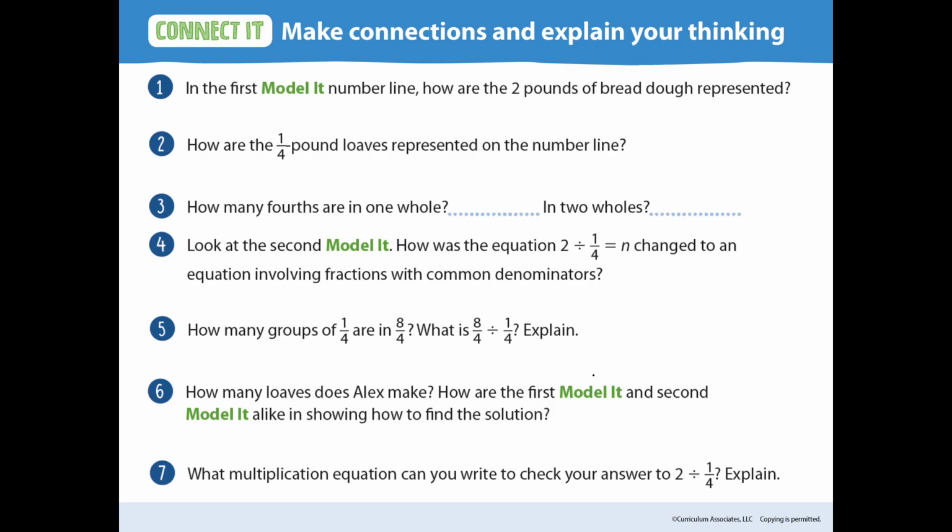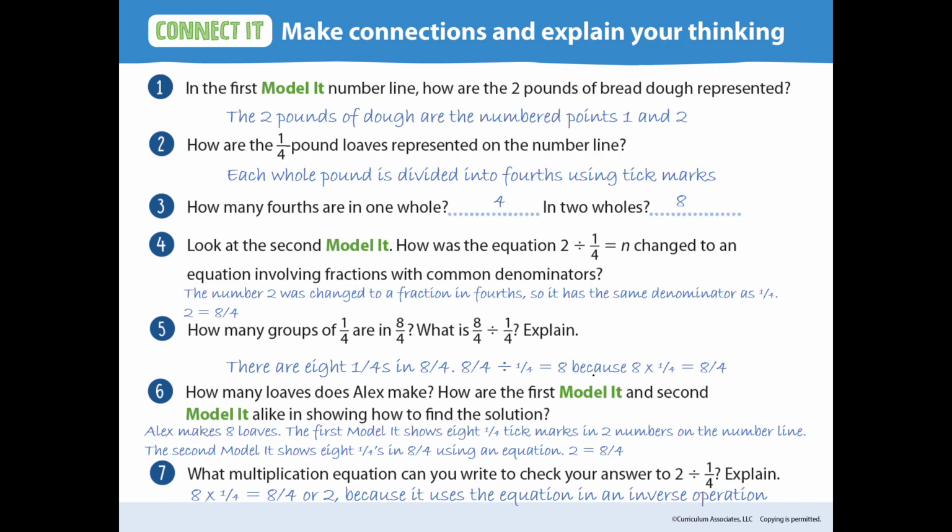Number 4, look at the second modelet. How was the equation 2 divided by 1/4 equals n changed to an equation involving fractions with common denominators? Number 5, how many groups of 1/4 are in 8/4? What is 8/4 divided by 1/4? Explain. Number 6, how many loaves does Alex make? How are the first modelet and second modelet alike in showing how to find the solution? And number 7, what multiplication equation can you write to check your answer to 2 divided by 1/4? Explain. If you need to pause the video so you have time to work out the solutions and write your explanations, that's perfectly fine. Press play again when you're ready. I'm going to go through the solutions now.